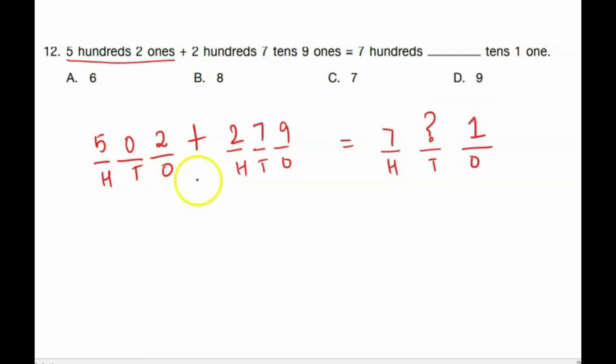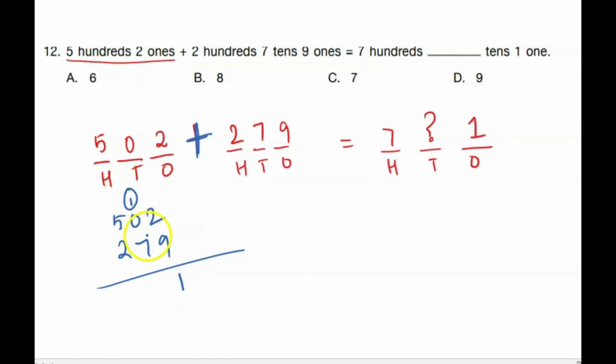Okay, let's find. So what we need to do here, we have to add these two numbers. 502 plus 279. So 9 plus 2 is 11, carry 1. 7 plus 1 is 8 and 5 plus 2 is 7.